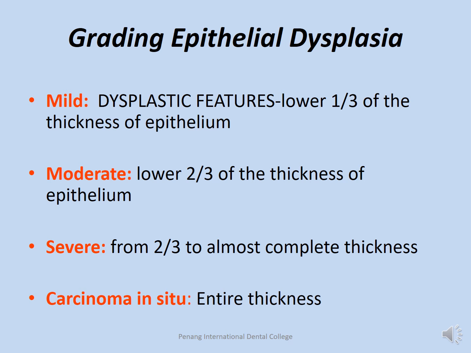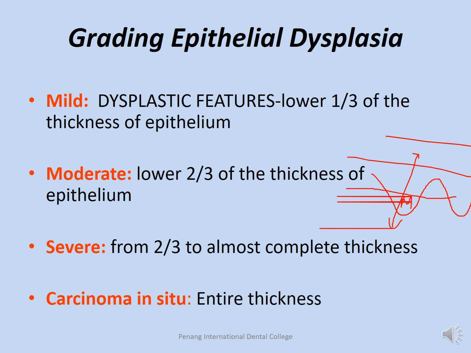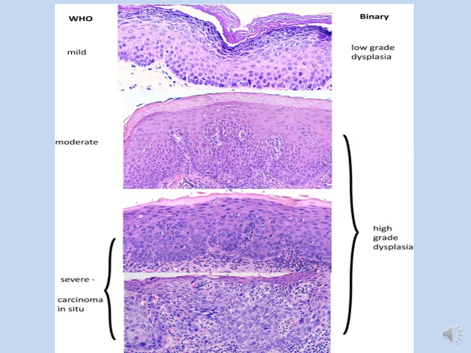Now, once we see these features in the epithelium, we are required to grade it. It's not just enough to identify these features; it's also important to be able to grade them. So what we do is we divide the epithelium into three equal parts, to try and see in which part you are seeing these features. If you are seeing dysplastic features only in the lower one third, then this is mild. But if you are seeing them in the lower one third and the middle one third, then you call it moderate epithelial dysplasia. But if you are seeing dysplastic features entirely in the thickness of the epithelium, that is severe. It helps us to convey to the clinician what exactly is happening.